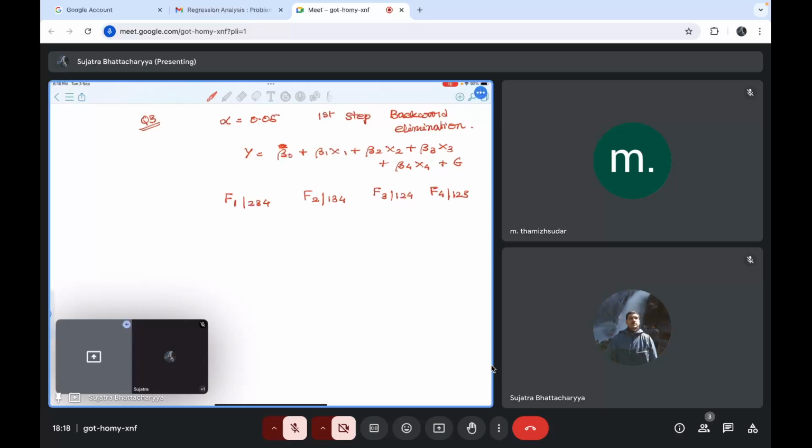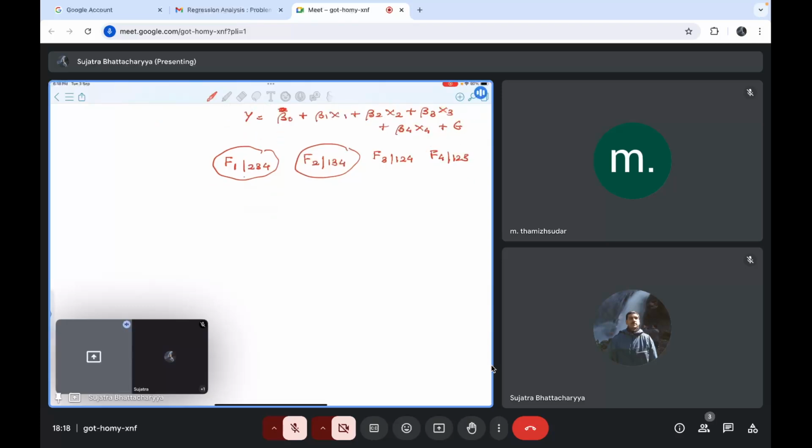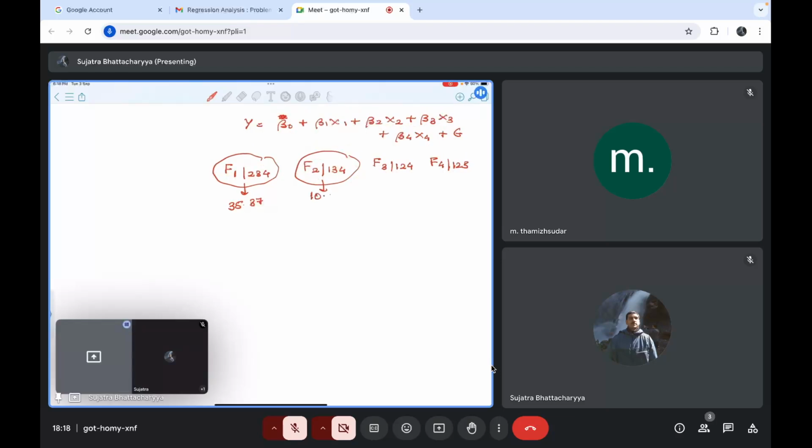Some of these values have already been calculated. Although they do not match the answer, I will write whatever values I have got, so it will not change the results much. F of 1, 2, 3, 4 was calculated in question 1 and it is about 35.37. F of 2 in the presence of 1, 3, 4 was calculated in the second question, and it comes out to be 10.02. We need to calculate these other two.